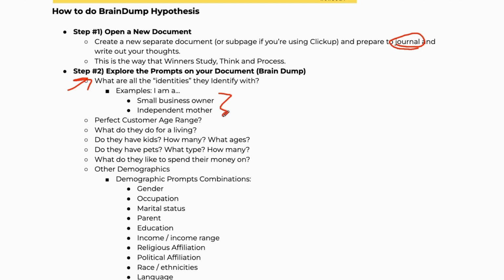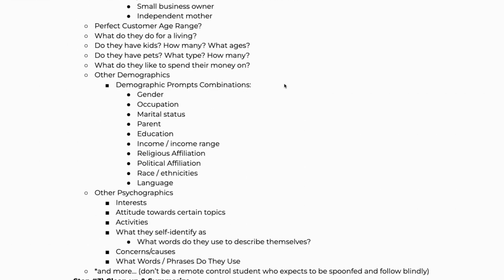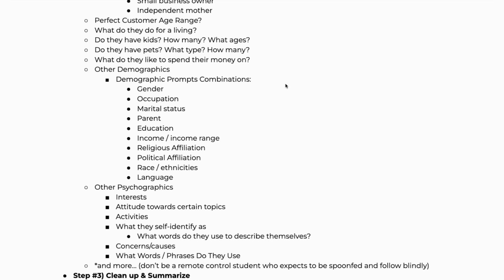What's their general age range? Maybe think about what they do for a living. Maybe think about if they have kids, or if they have pets. What are some of the other demographics? Maybe think about what they spend their money on. Again, these are just prompts. Do not get hung up. It's not about these specific questions. It's not like, I've got to find out if they actually have pets or not.